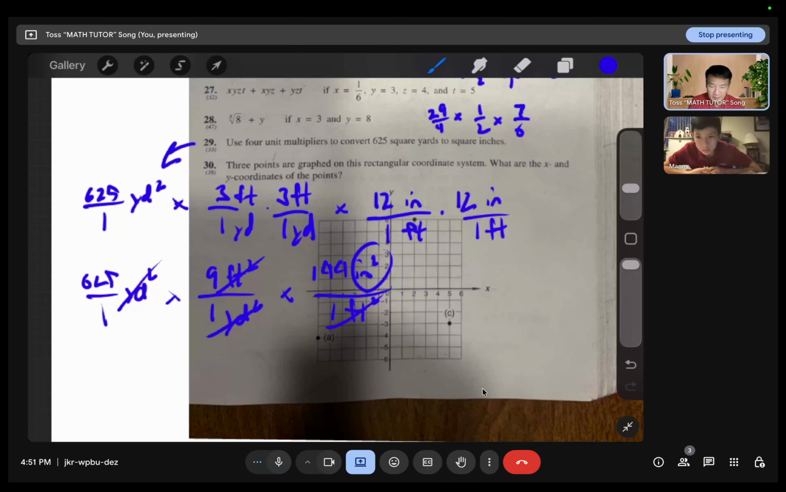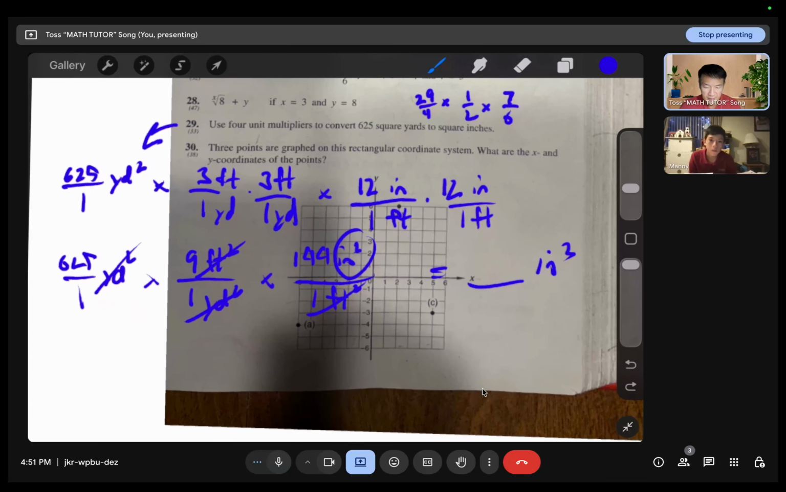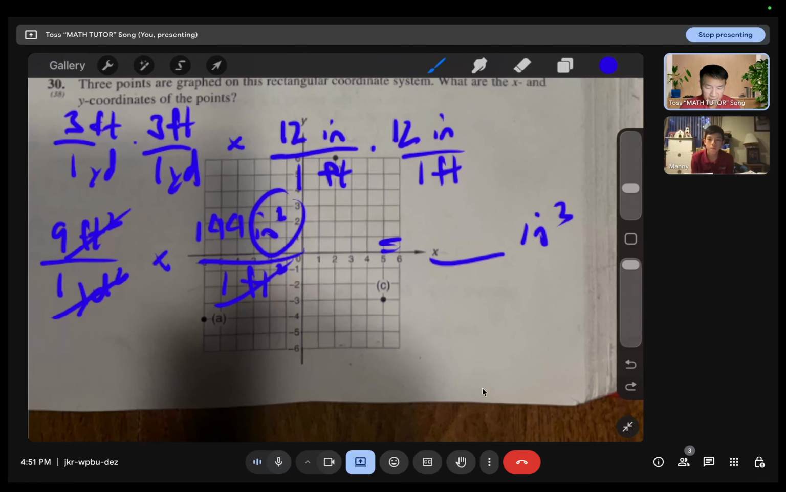Mm-hmm. Got it? So everything happens to be 1 in the denominator. The only thing you have to do is, I recommend you use a calculator here. Your teacher won't mind. I think you mentioned that before. Yeah, 625 times 9 times 144. Whatever that is equals your square inches, and that's exactly what it's asking for. See that? Square inches. That's it. I think you're good with the plotting, right?